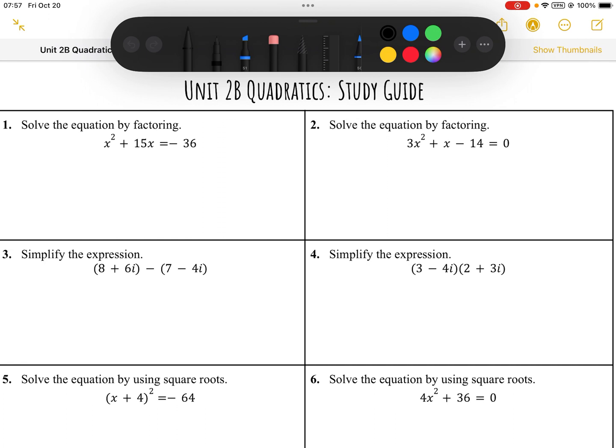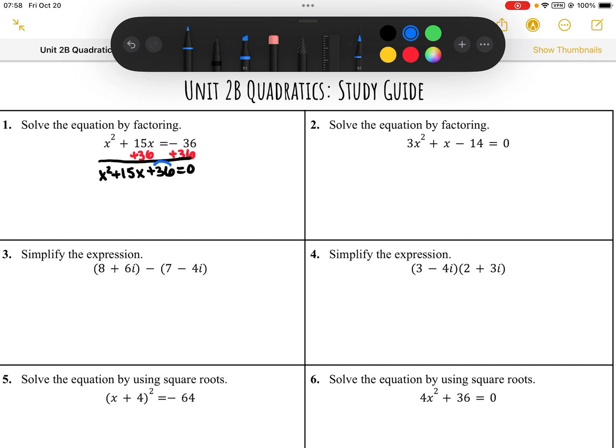So for number 1, it says solve the equation by factoring. Okay, so in order to factor, I need to get everything to one side. So I need to move this 36 to the right-hand side. So I'm going to add 36 to both sides to start. So now I'm going to have x squared plus 15x plus 36 equals 0. So now that left-hand side, I need to go factor.